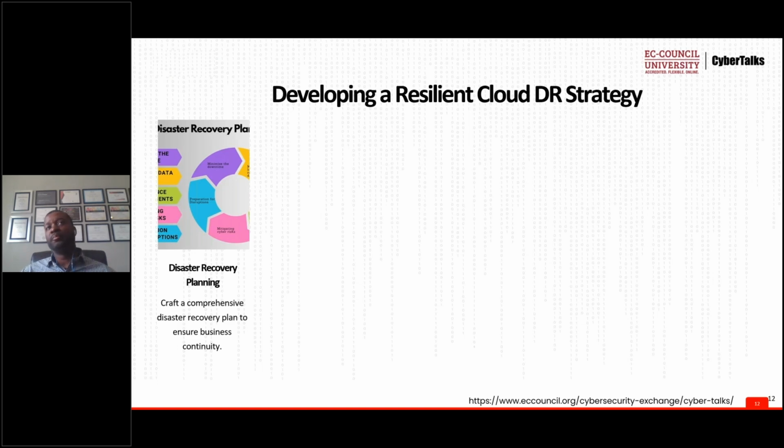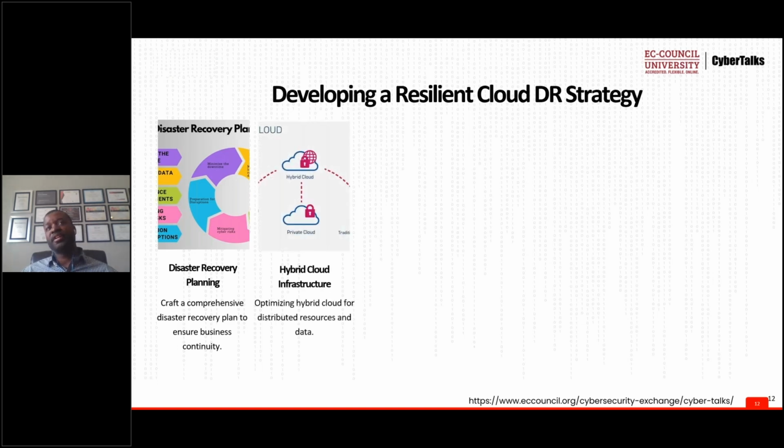This is going to be the blueprint that outlines how your organization will maintain operations during a disruption. It should include clear roles, escalation paths, and service priorities. Then look at the hybrid cloud infrastructure, blending on-premise systems, public or private cloud, enables greater flexibility and resilience, especially for globally distributed teams or legacy systems.